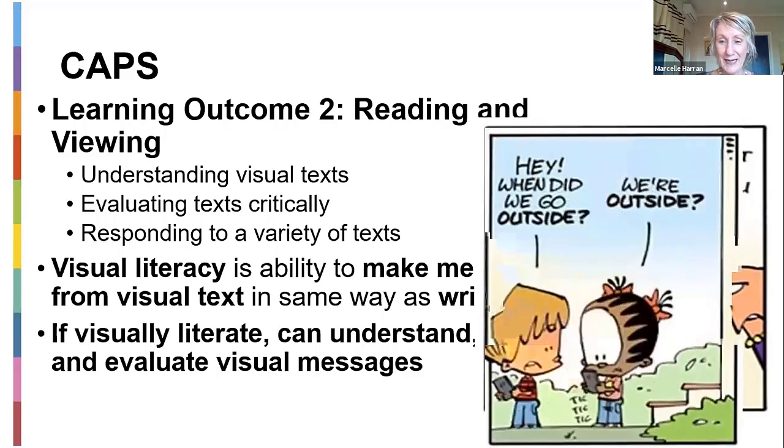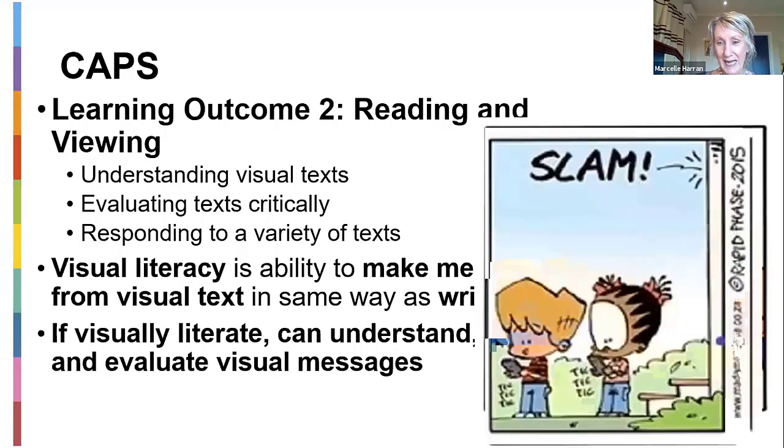And all of a sudden, in the next frame, we see the 2 of them outside, and the boy says, hey, when did we go outside? And she says, we're outside. And you hear the door slam. So you've got to be able to put that whole thing together. What actually happened from the first frame to the second frame to the third frame? What is the message? What is actually happening with these 3?